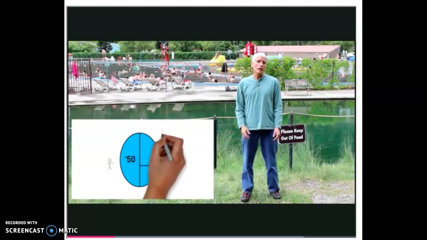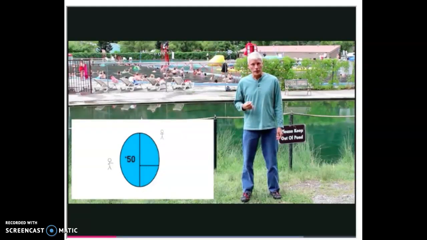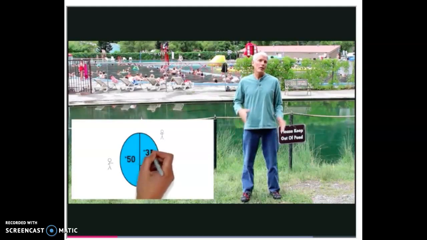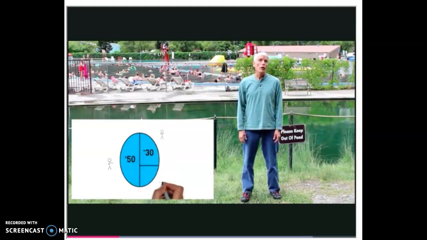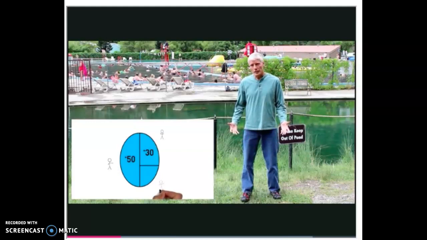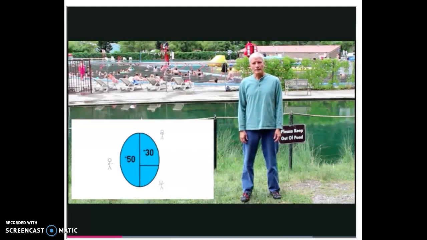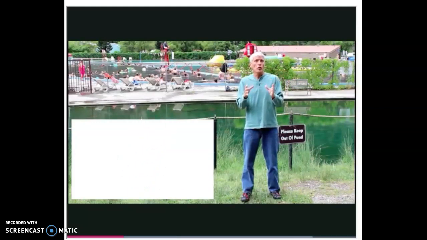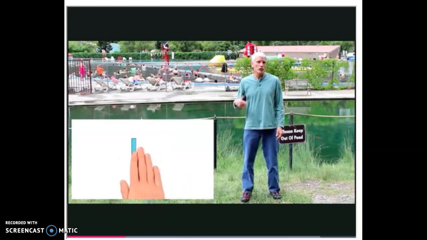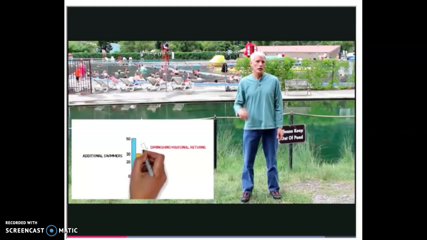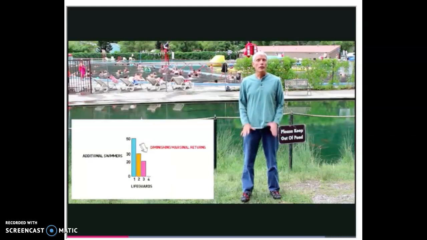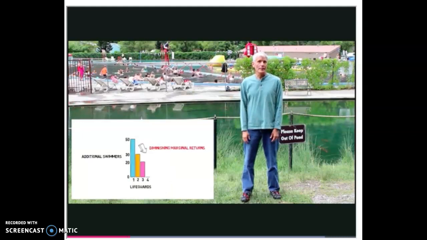A second lifeguard would open the second largest area of this large pool, and maybe 30 more swimmers could come in. A third lifeguard could open the smallest area, 20 more swimmers could come in. You have diminishing marginal returns because each additional lifeguard allows fewer additional new swimmers. But the size of the pool stays the same.